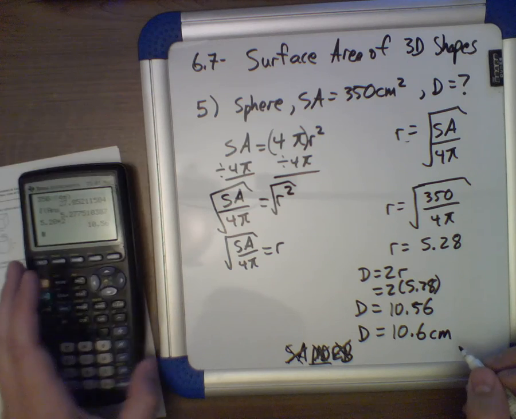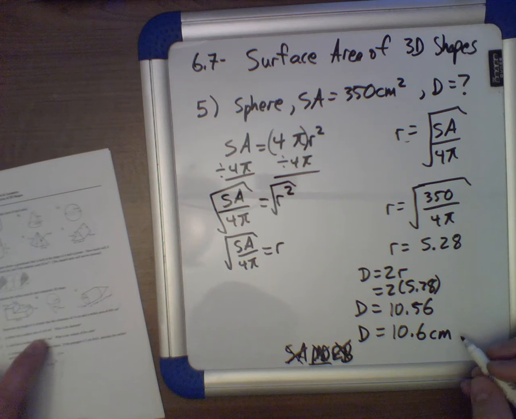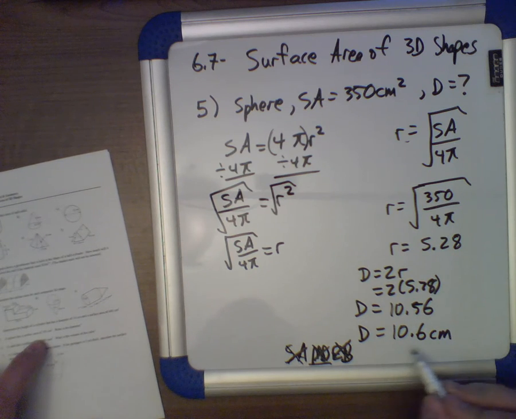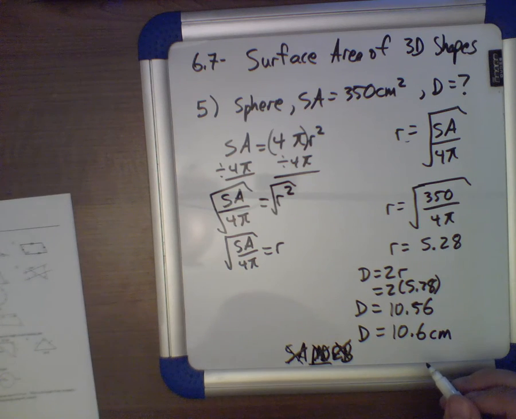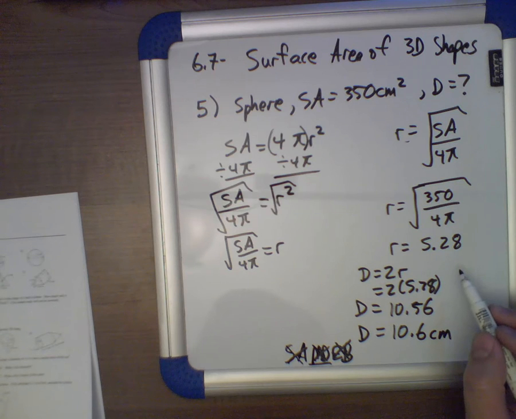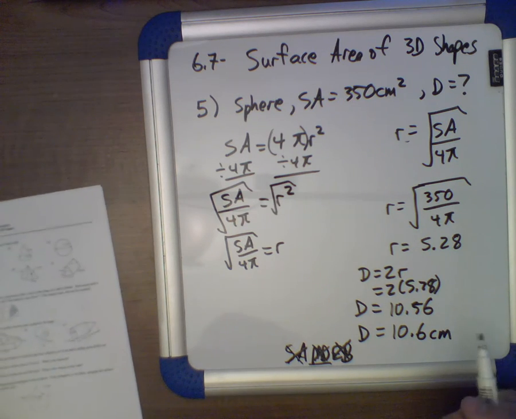And was it a word problem? Do we need a concluding statement? No, that's okay. It is a word problem, but we've stated directly that the diameter is 10.6 centimeters. Let's check our answers. This was number 5. Radius is 5.28 centimeters. Diameter, therefore, is 10.6 centimeters. All right, that looks good.